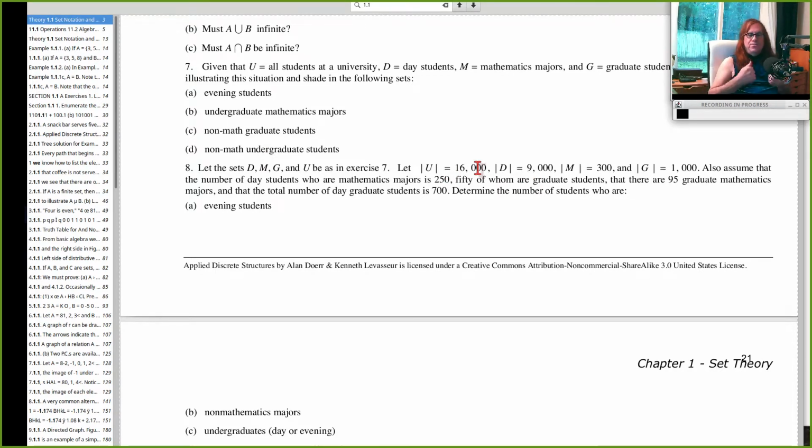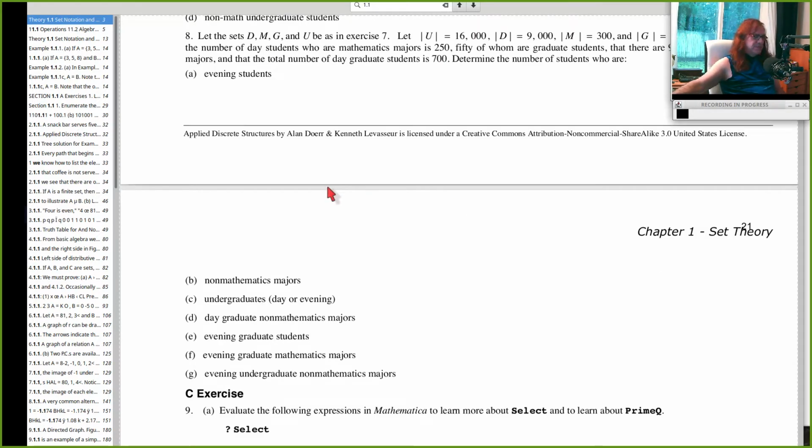It's a good way to get a little deeper into some of the concepts of sets and complements of sets and the size of sets. So think about this one.